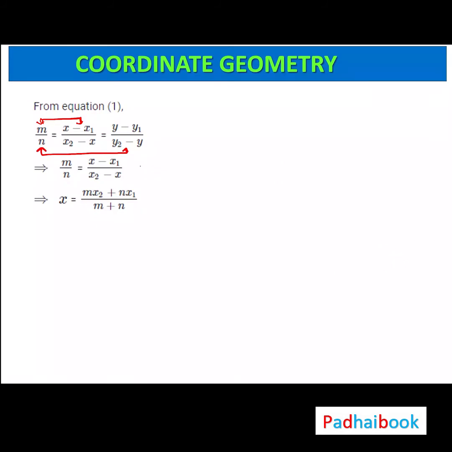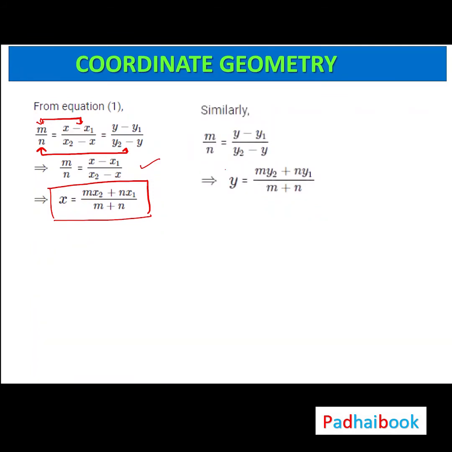Cross multiplying these two, I have calculated the value of x. This is the x coordinate. Similarly, from the first and the third, I have got the y coordinate. Right? So here I have got the coordinates of the point M, which is x comma y, which divides the line segment PQ in the ratio m is to n.